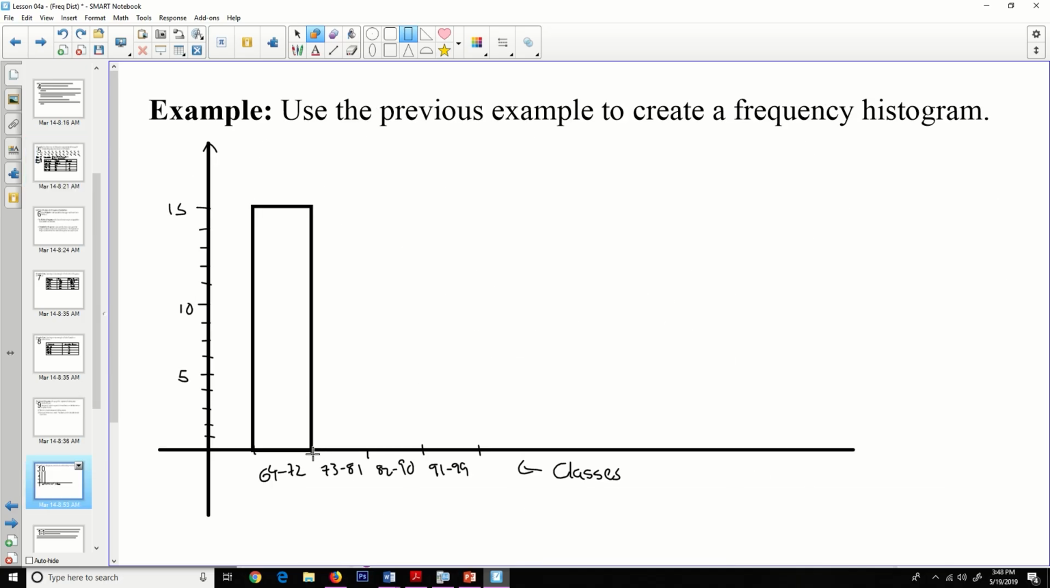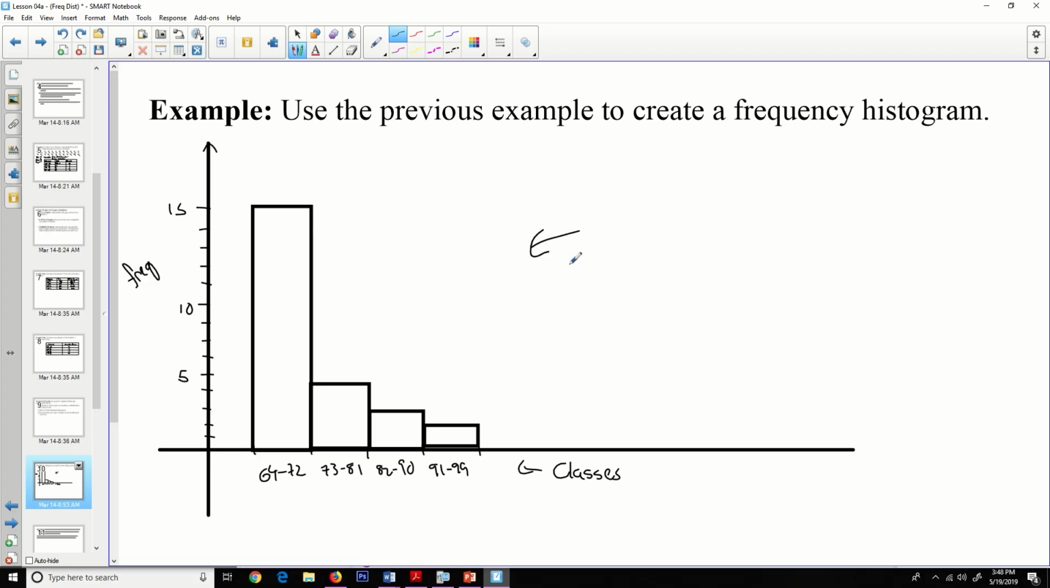So we'll come down here. We'll put it right there. We'll go up to 4. That looks good. And then the next one was 3. So we'll try and hit 3 there. And then the last one was 2. And so we'll try and make it look just perfect like that. And let's label it. And so there is our frequency distribution.